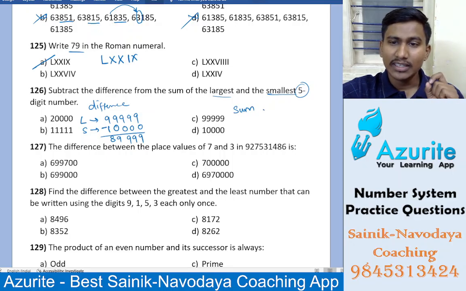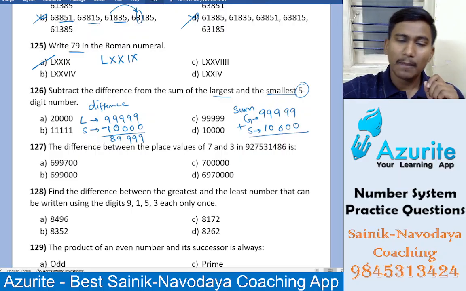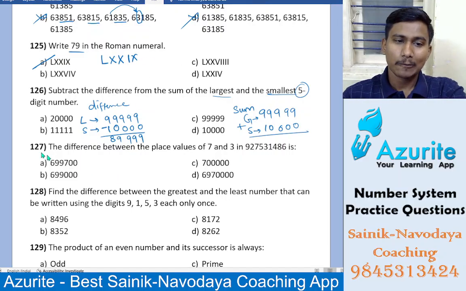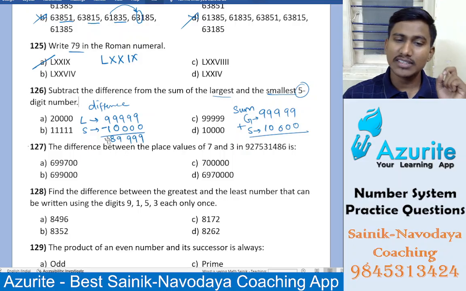And what will be the sum? Same thing: 99,999 is the greatest, and the smallest is 10,000. If you add them both, the answer will be more than 1 lakh, right? So if it is more than 1 lakh and we have to subtract this 89,999 from it, the answer will come 20,000, option A here.